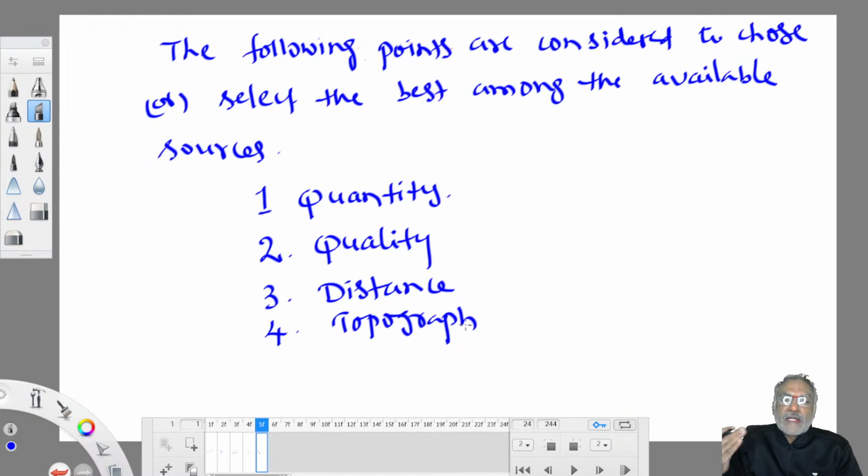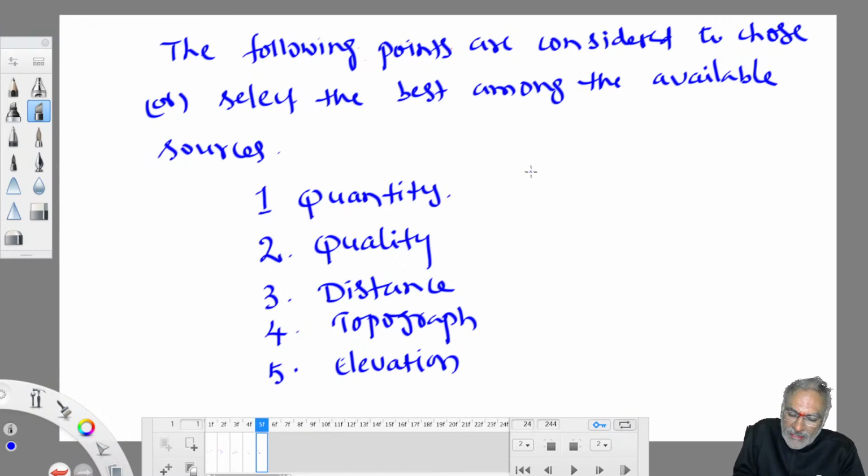Plain topography, even though it is a little far from the source, we consider that instead of taking a source which is close to you but has very bad topography, because then the cost of conveying water is difficult for us. Then the fifth one is elevation. Whichever source matches the maximum of these points is the best source. All these points are considered while selecting the source. The first priority is always quantity, second is quality, third is distance, fourth is topography, fifth is elevation. Understood? Then next.